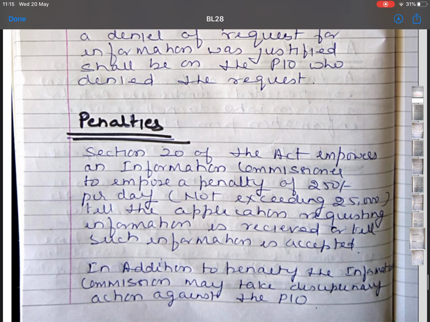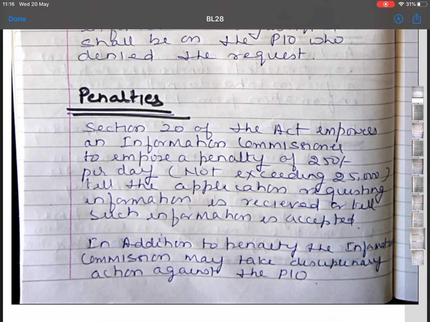And penalty. Section 20 of the Act empowers an Information Commission to impose a penalty of 250 rupees per day, not exceeding 25,000, till the application requesting information is received or till such information is furnished. In addition to the penalty, the Information Commission may take disciplinary action against the PIO if he is found to be at fault.